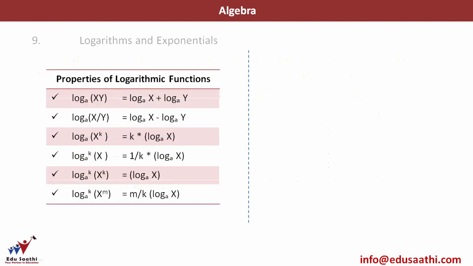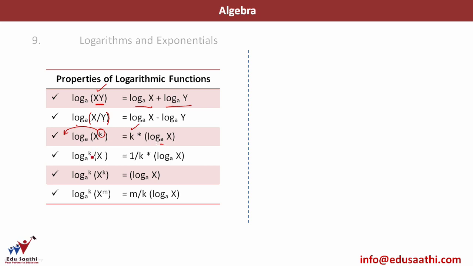Let's look at some of the properties of logarithmic functions. Log of x into y. So if two numbers are given to you in product, you can split up as log of x plus log of y. Log of x divided by y. So these numbers are in division. They can be written as log of x minus log of y. Log of x raised to power k to the base a. Now whenever you have an index on the number, this can always be brought outside the log sign, and your answer will be k times log of x to the base a.